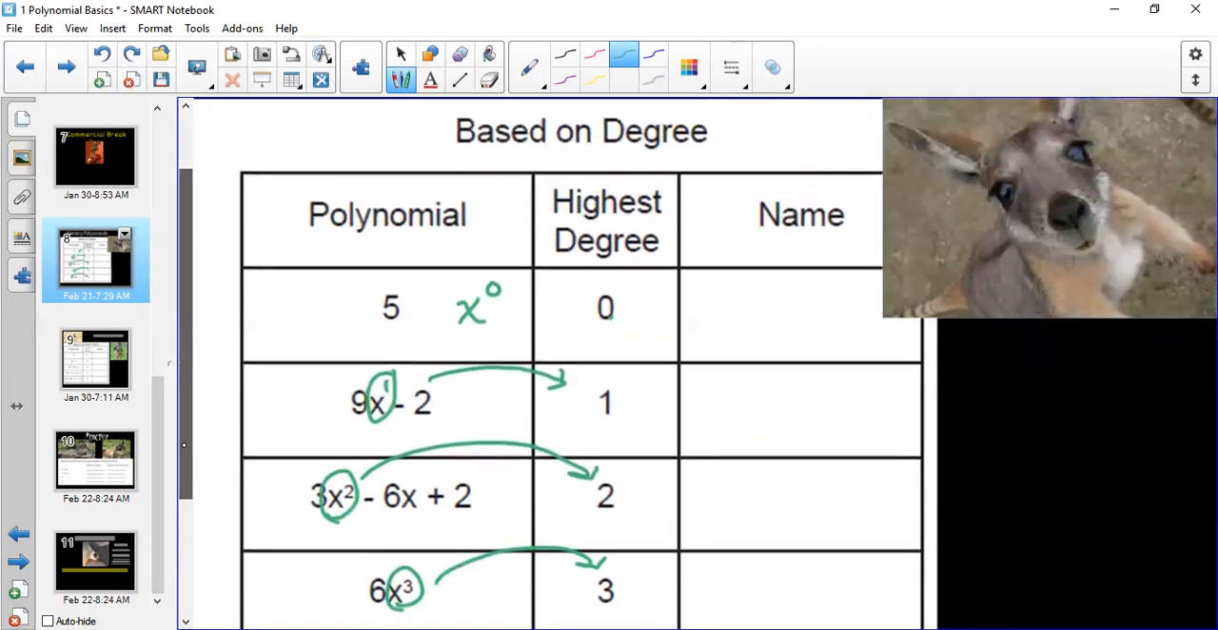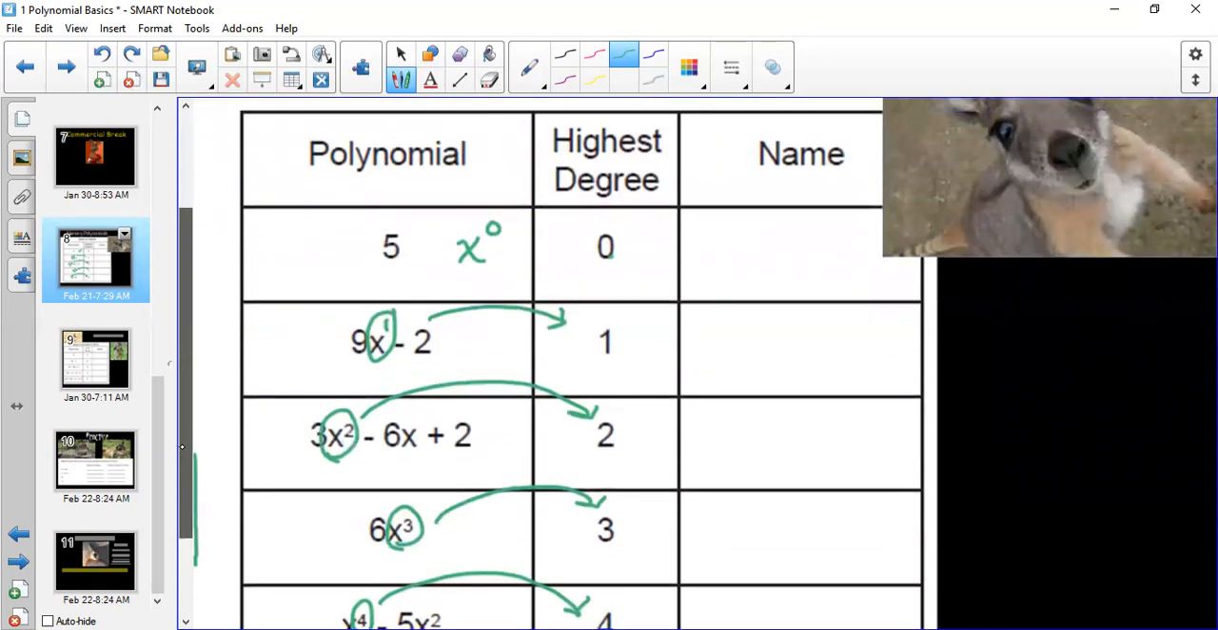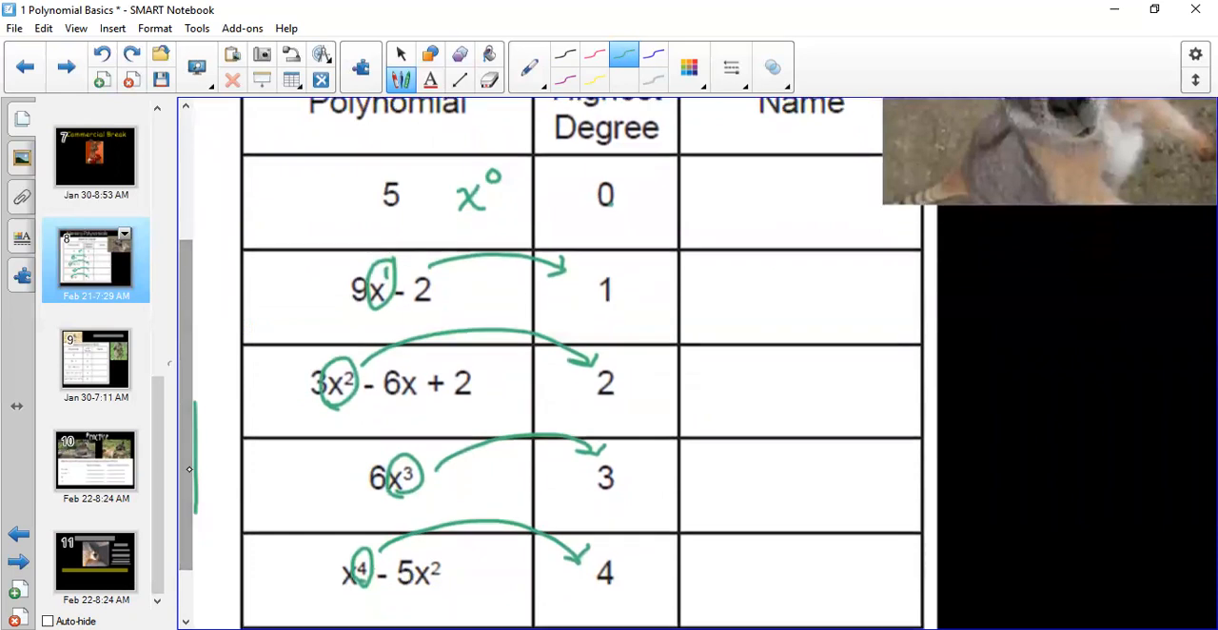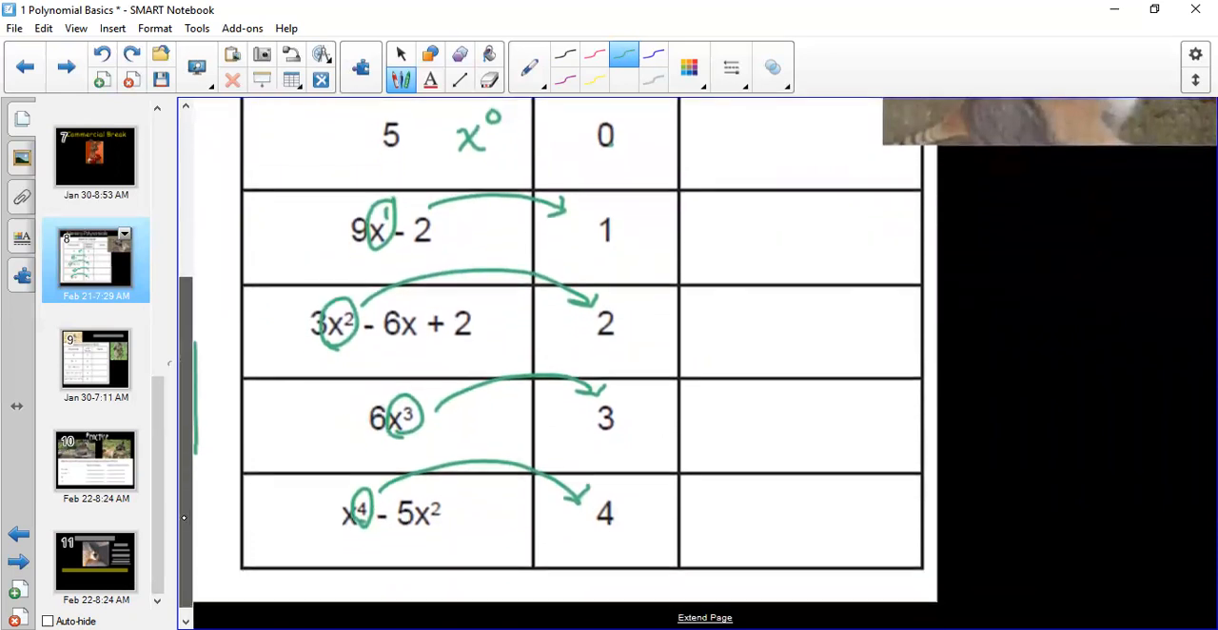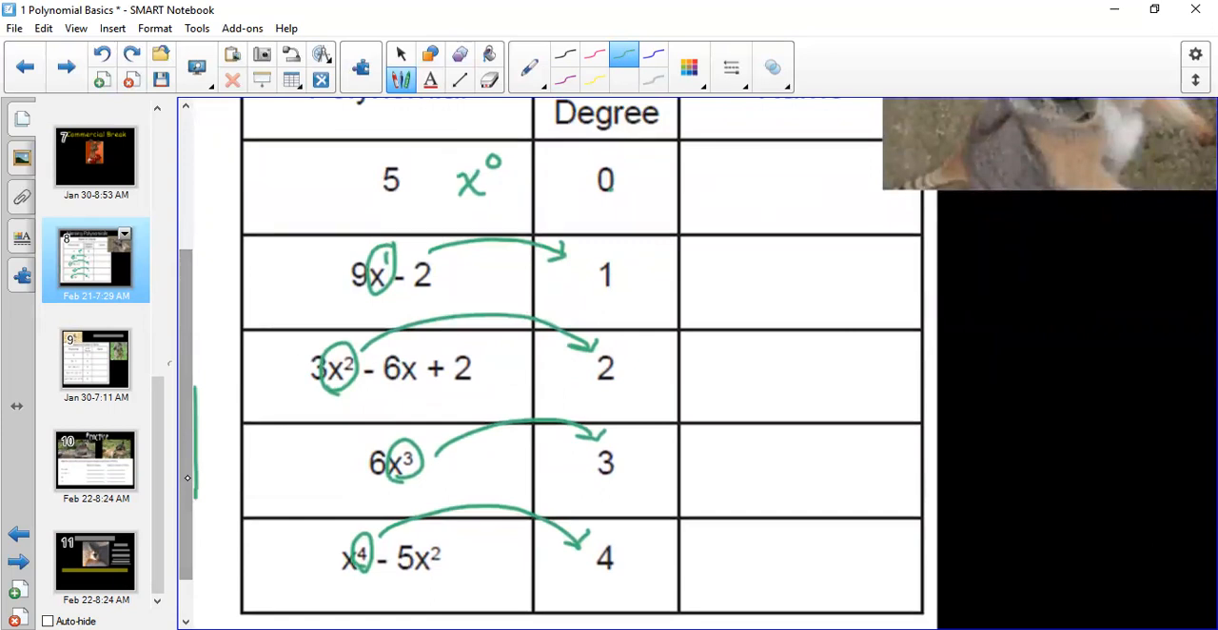Now, they have special names, and I'm sure they have special names up to 100 or even more, but I don't know all of these. These are the ones you're going to be required to memorize. So anything to the 0 power, that means there is no exponent there. That is called a constant, and you guys are used to that vocabulary already. It's what we call numbers without any exponents. They're called constants.